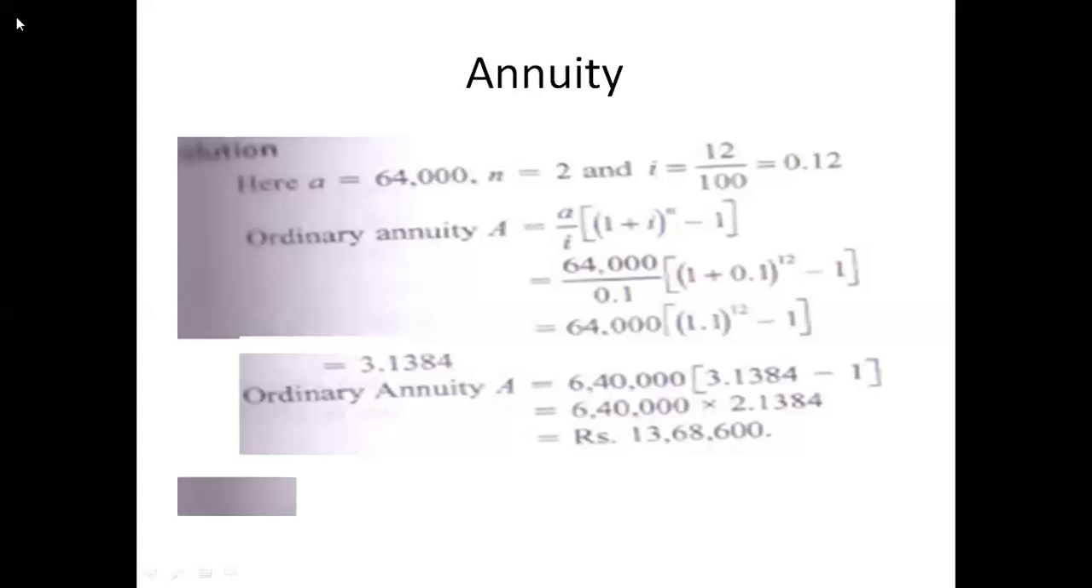We have ordinary annuity A is equal to A by I into 1 plus I whole to the power of n minus 1. That means A is equal to 64,000 divided by 0.1, multiplied by 1.1 to the power of 12 minus 1, which is equal to 64,000 into 1.1 to the power of 12 minus 1. Now 1.1 to the power of 12 is equal to 3.1384. Now we have 1.1 to the power of 12 minus 1.